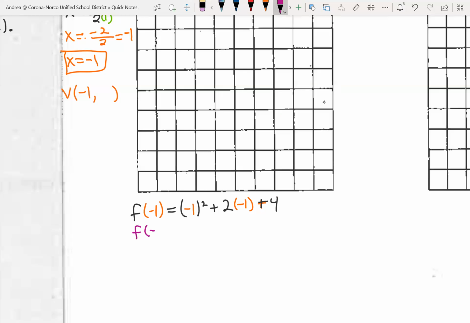F of negative 1 equals negative 1 squared is 1. 2 times negative 1 is negative 2 plus 4. Keep going. F of negative 1. 1 minus 2 is negative 1 plus 3. So f of negative 1 equals negative 1 plus 3 is 2.